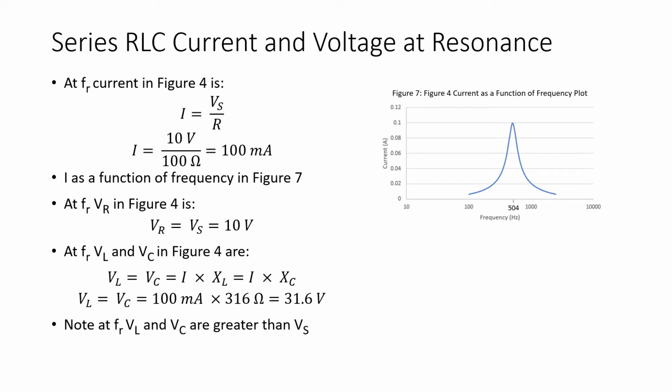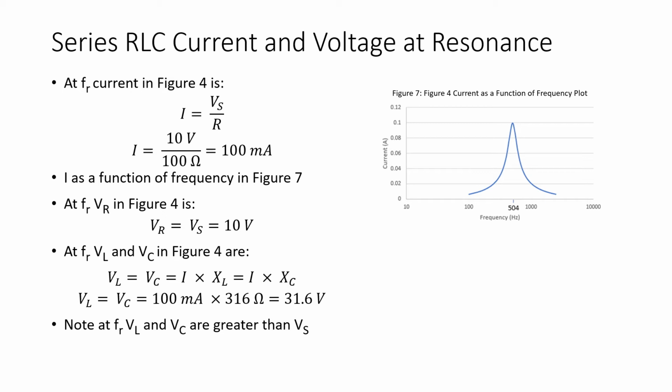Figure 7 provides us with a plot of current as a function of frequency for the circuit of figure 4. And again, note that current is maximum at the resonant frequency. At frequencies below and above resonance, the current in the circuit will decrease because, of course, impedance increases.